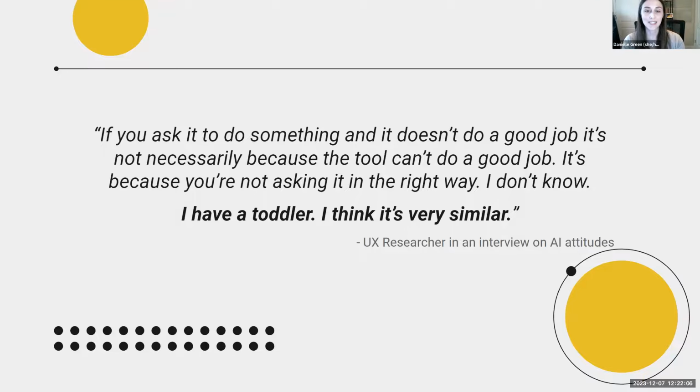And as a segue into some of the cons, this quote here: if you ask it to do something and it doesn't do a good job, it's not because the tool can't do a good job. It's because you didn't ask it in the right way. I don't know, I have a toddler. I think it's very similar. A toddler. Not very confidence inspiring when we're talking about conducting research that affects people's lives. Maybe some of you have already heard the phrase that's been thrown around a lot: AI, is it a tool or a toy? And I think that is a compelling idea and thought here.